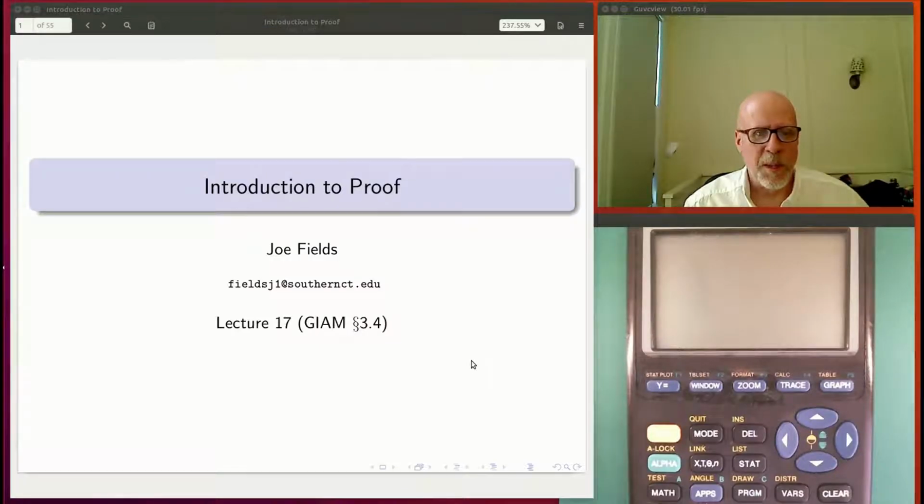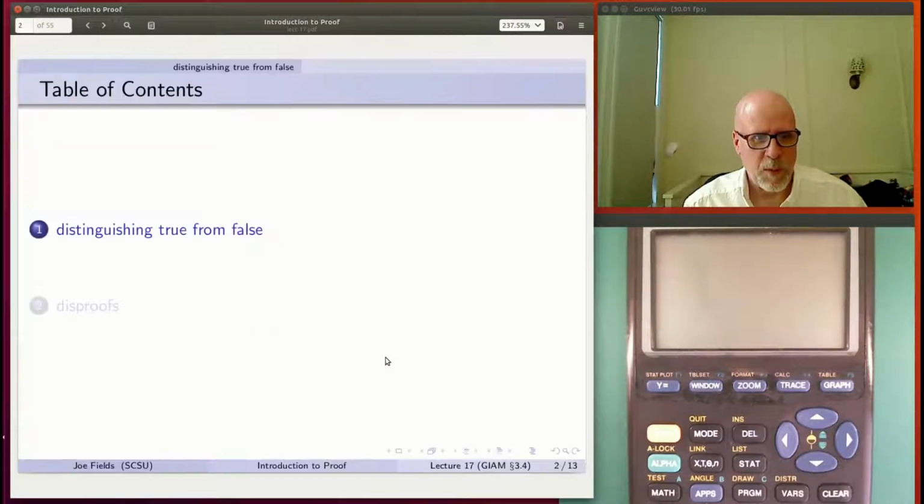Hello, welcome to Lecture 17 in this series intended for a flipped Introduction to Proofs course. Today we're going to be covering section 3.4 from A General Introduction to the Art of Mathematics. And this section is about disproof, the opposite of proof. Sometimes you're disproving things. We'll spend kind of a lot of time, really.